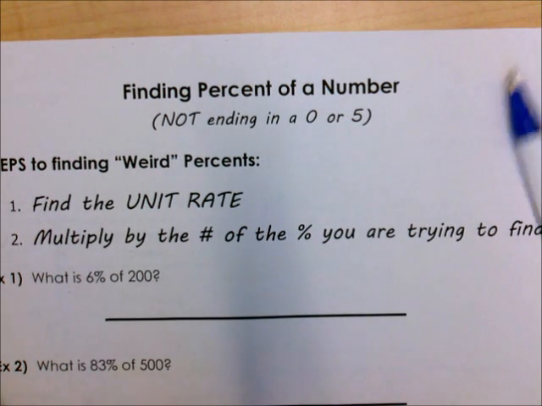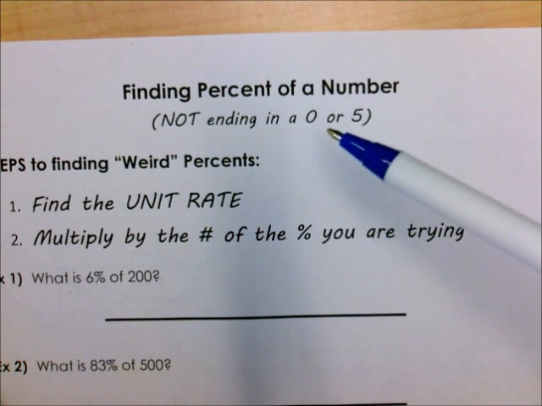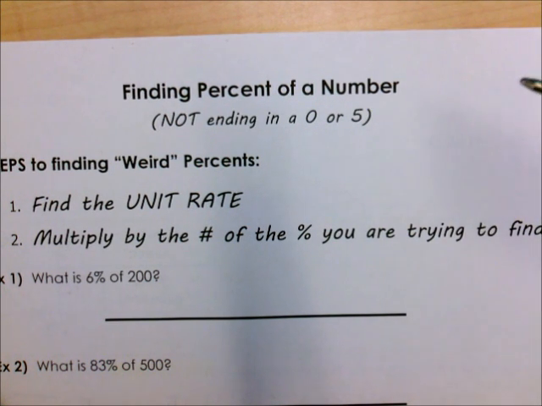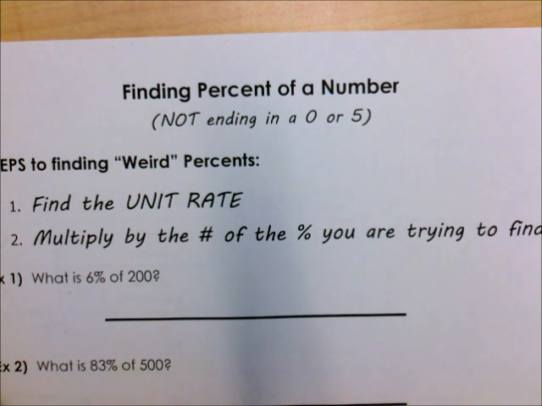So in this video, we're going to be looking at finding percent of a number for weird percents. And what we mean by weird percents are the ones where they don't end in a 0 or a 5. So it's not like 20%, it's not 15%, it's nothing like that. This is more like a real percentage that we see in real life, such as sales tax, tipping.